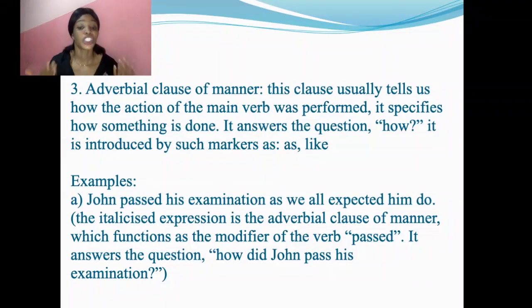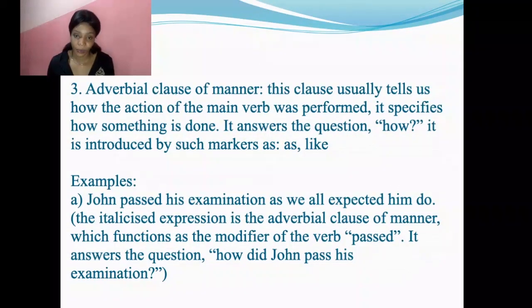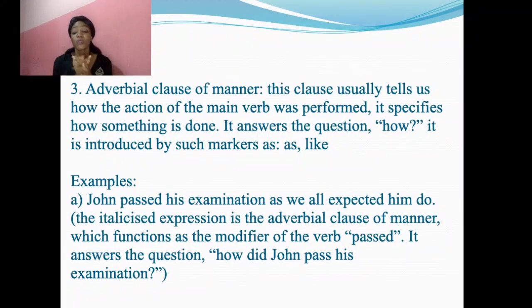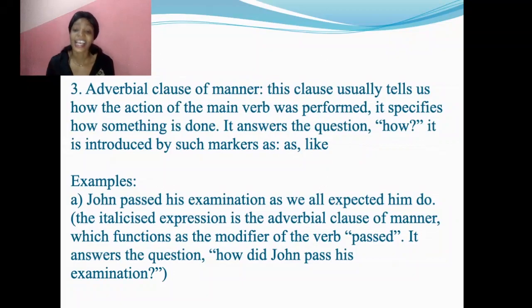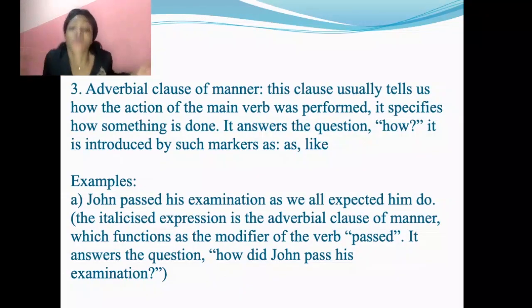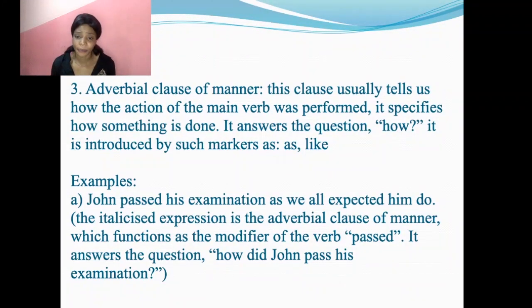Example A says, John passed his examination as we all expected him to do. Now, as we all expected him to do is the adverbial clause of manner because it tells us how John passed his examination. How did John pass his examination? He didn't do less than we expected. He passed as we all expected. That was how he passed. Possibly we were expecting him to make all A's and he actually made all A's.